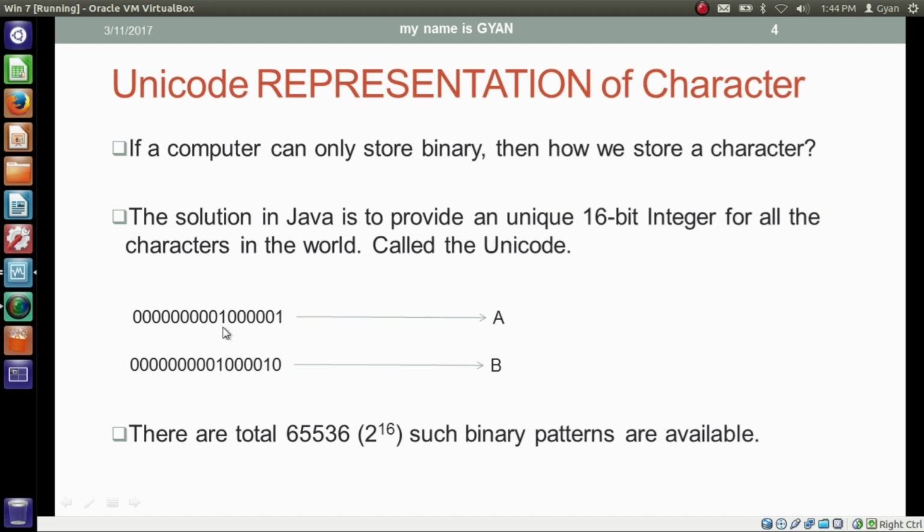This is the binary equivalent to capital A. That means if we have to store capital A, then we have to store this 16-bit binary. If we have to store capital B, then we have to store this 16-bit binary. So there are binary equivalents to all the characters in this world. So there are separate 16-bit binaries for all the characters from almost all the languages in this world. There are a total of 65,536 such binary patterns available. That means we can represent a total of 65,536 characters from all the languages in this world.